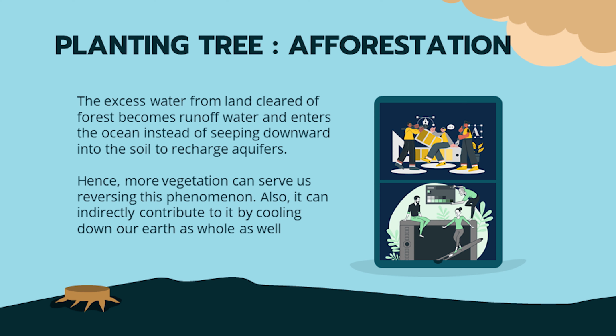The excess water from land cleared of forests becomes runoff water and enters the ocean instead of seeping downward into the soil to reach the aquifer. Hence, more vegetation can help us reverse the phenomena. Also, it can indirectly contribute by cooling down the Earth's atmosphere as a whole.